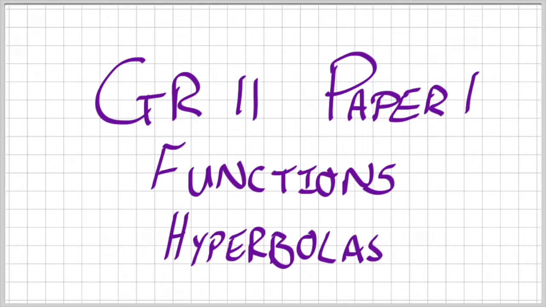The reason why this section is so badly answered is two reasons. Number one, students don't know their theory. Number two, students struggle to apply their theory. But it starts with knowing your theory. So what I want you to do is look at the way that I answer this. This section about functions, about hyperbolas, is so easy if you know your theory.